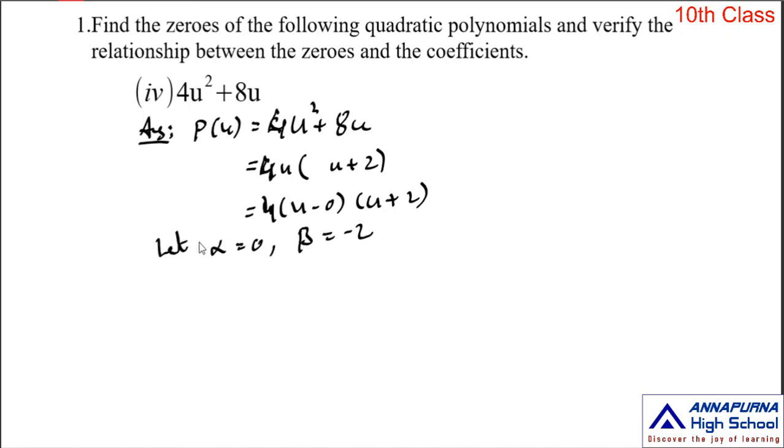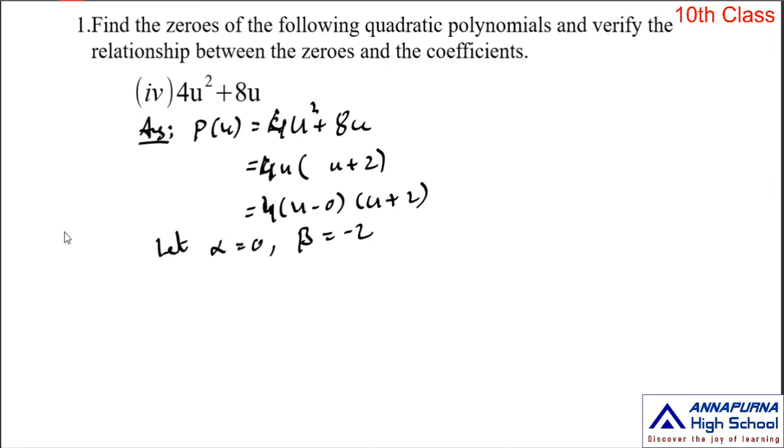So if you take the two zeros as alpha and beta, alpha is equal to 0 and beta is equal to minus 2. Then what about this 4? 4 is a constant. Okay, so when you find the zeros of a quadratic polynomial, we are not giving any importance to the constant factor. Here we are taking only linear factors. So here we have two linear factors, u minus 0 and u plus 2. The first factor is u minus 0, so its zero is 0. The second linear factor is u plus 2, its zero is minus 2. Okay, so these are the two zeros.